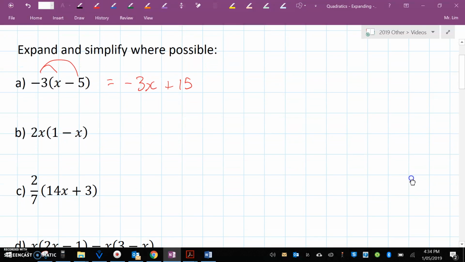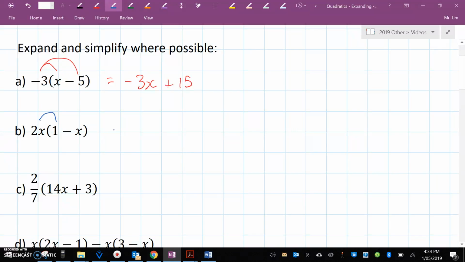Question B says 2x times 1, which is 2x, 2x times minus x, which is minus 2x squared.